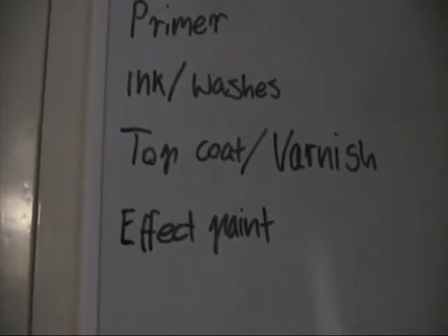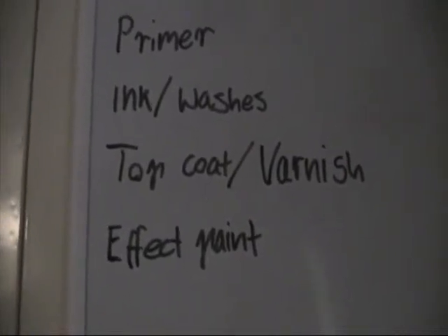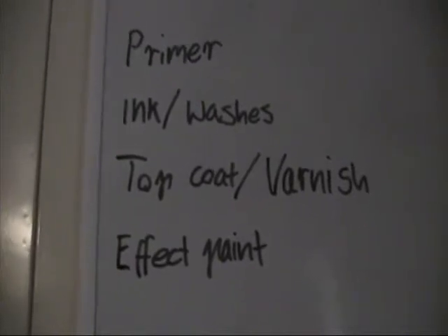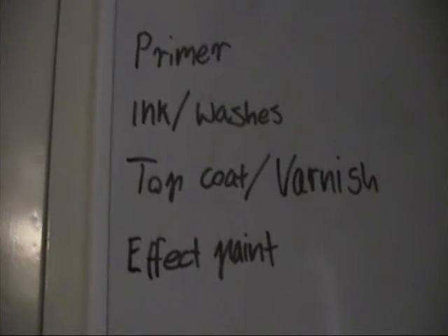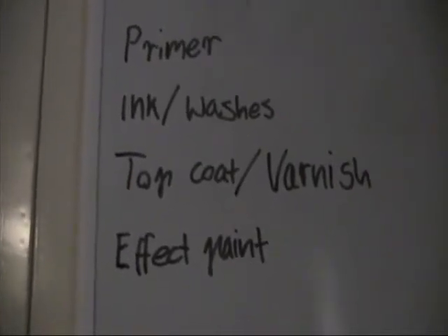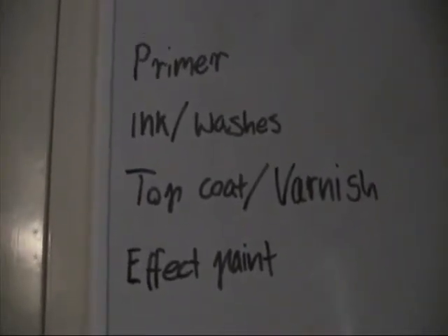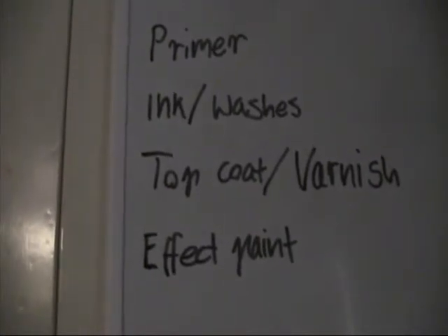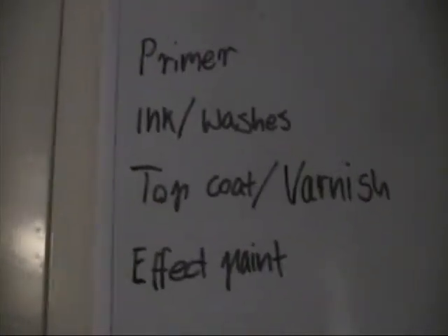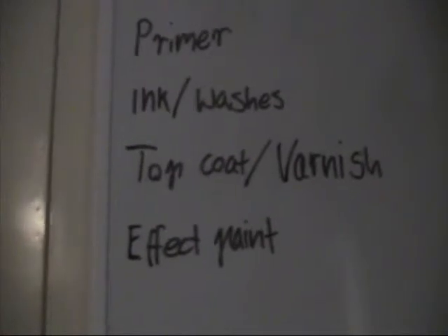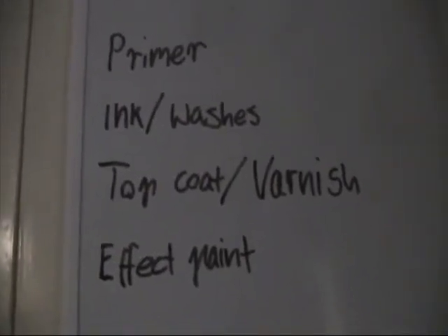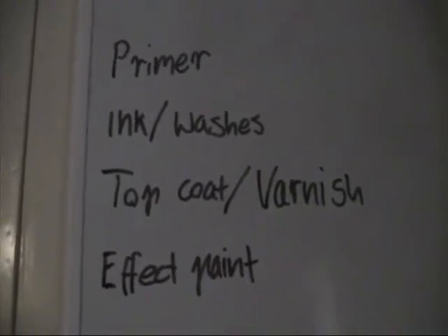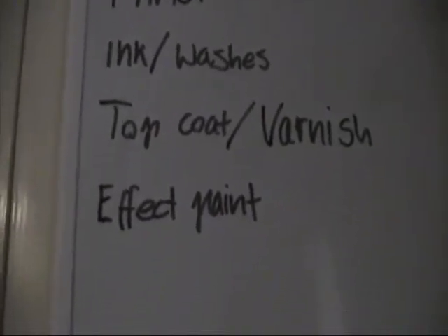Top coats and varnishes, more or less, only have a vehicle and no pigments, so there's nothing to them. You can see right through them. They go over a paint job or whatever else is on your paint job, like panel marking effects or decals, and generally give it protection. On top of that, you can also dictate the finish. We'll cover finishes next. And paint effects.